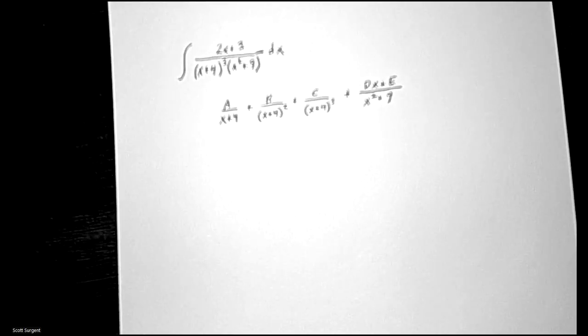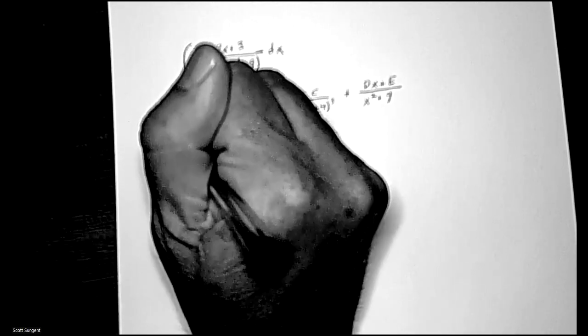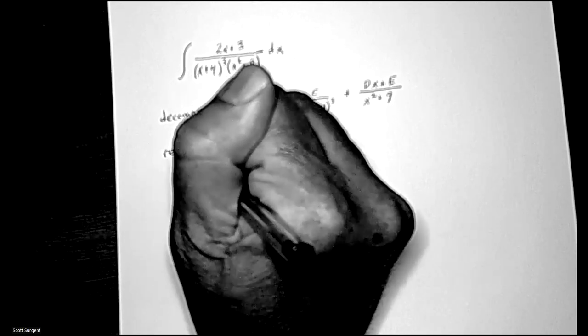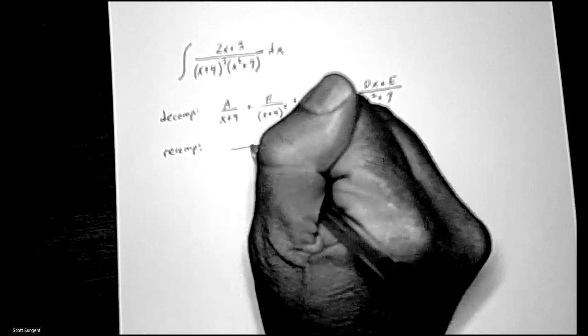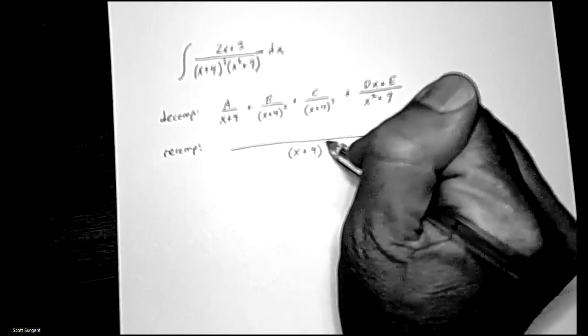Okay. All right. So now we're going to recompose. So this is the decomp. Now we're going to do the recomp. We're going to bring it all back together. So we're just going to blob the denominator all back together.